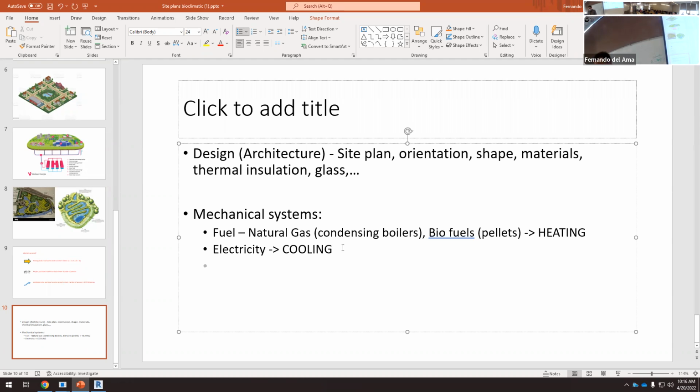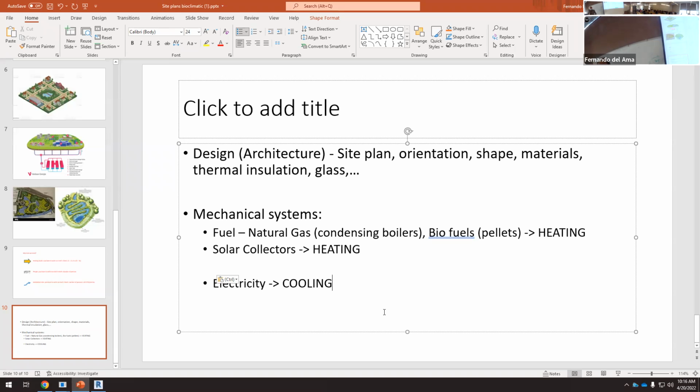We can use solar collectors. Solar collectors are an alternative to fuel, and it's only for heating. So probably we can move this here. Okay.